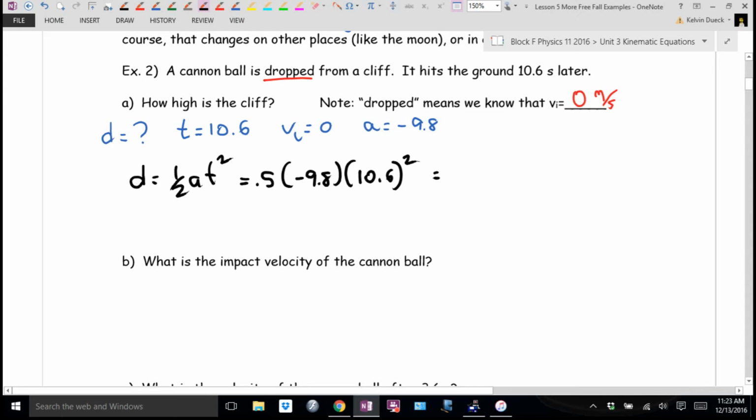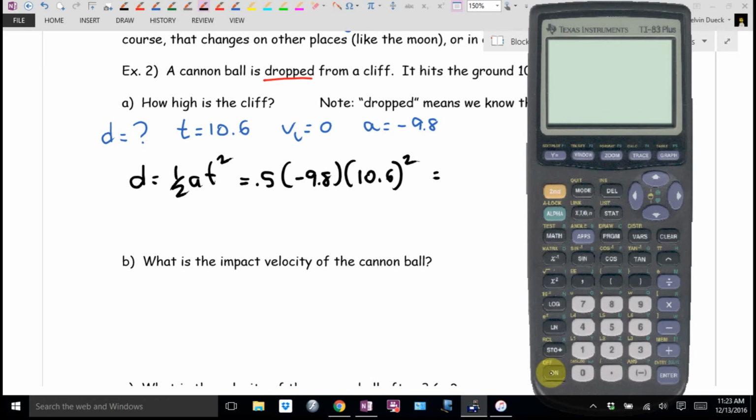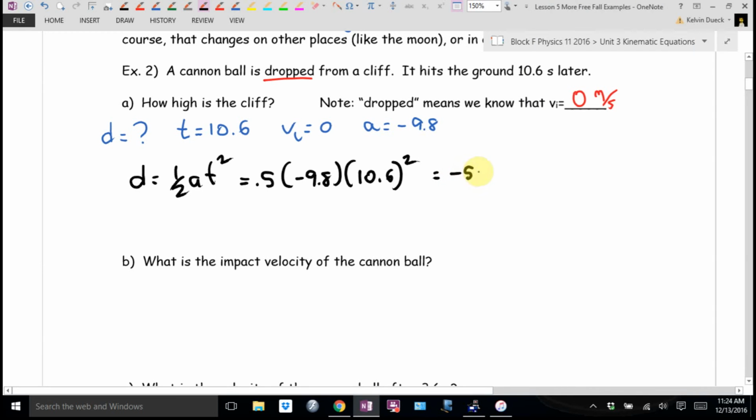Try this on your calculator. You get something a little bit weird. What's a little bit weird with your answer once you try it on your calculator? You get negative 550, I guess, negative 551 if I go to 3 sig figs. Why negative? What's the negative telling me?